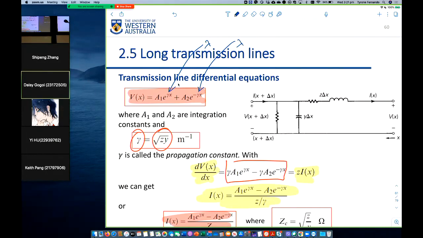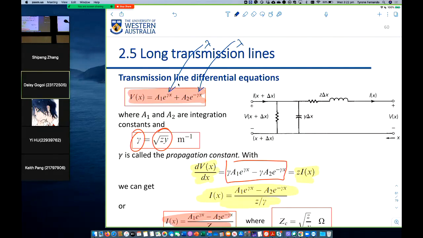That comes from our previous slide. So what is the solution? The solution is that Vx is some constant A1 times e raised to the power gamma x, plus A2 e raised to the power minus gamma x, because we have two solutions, the plus value and the minus value. So how do you find A1 and A2? We obviously have to use the initial conditions, like any other differential equation.